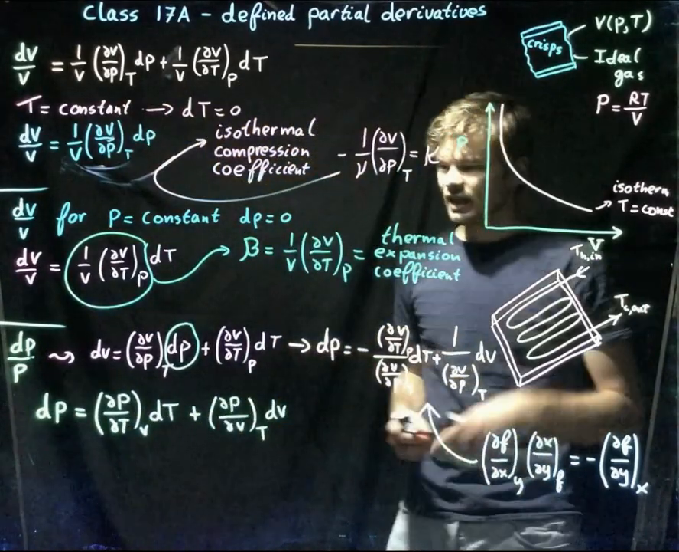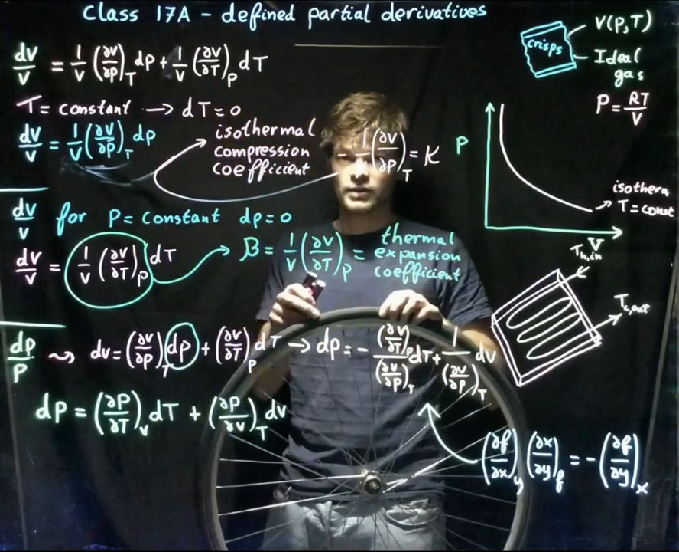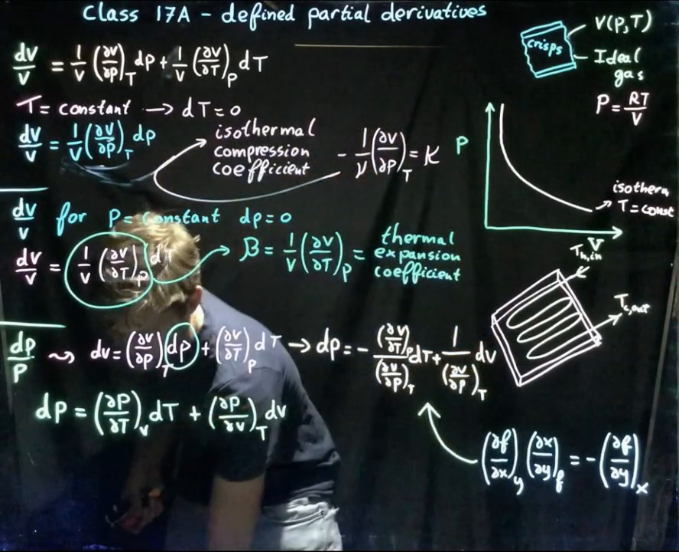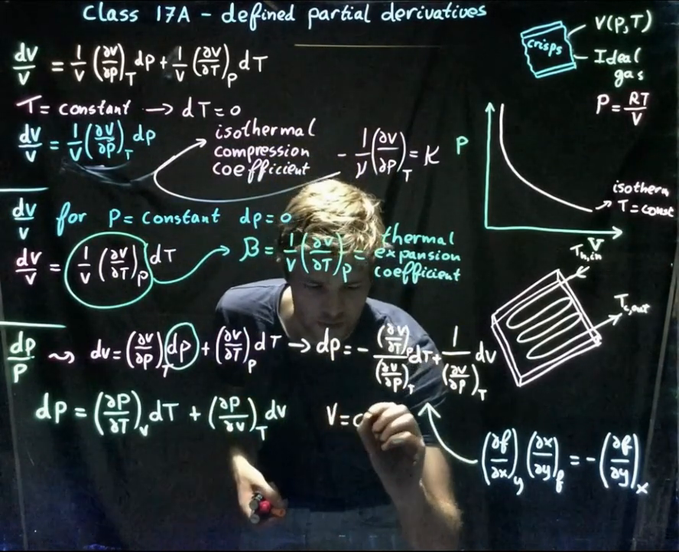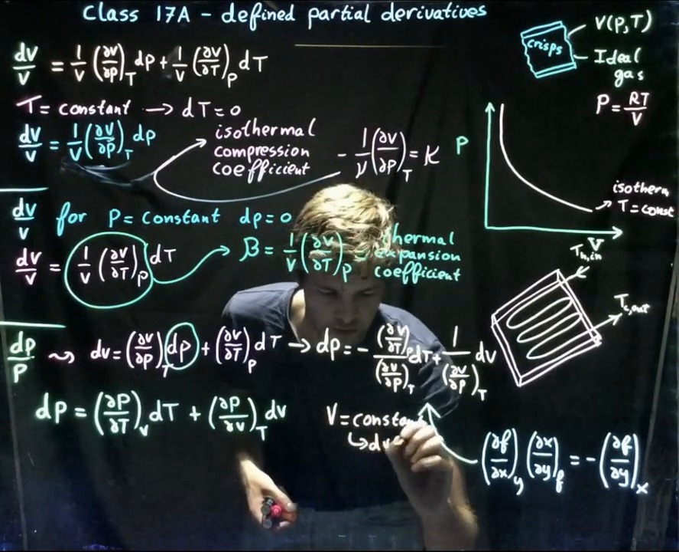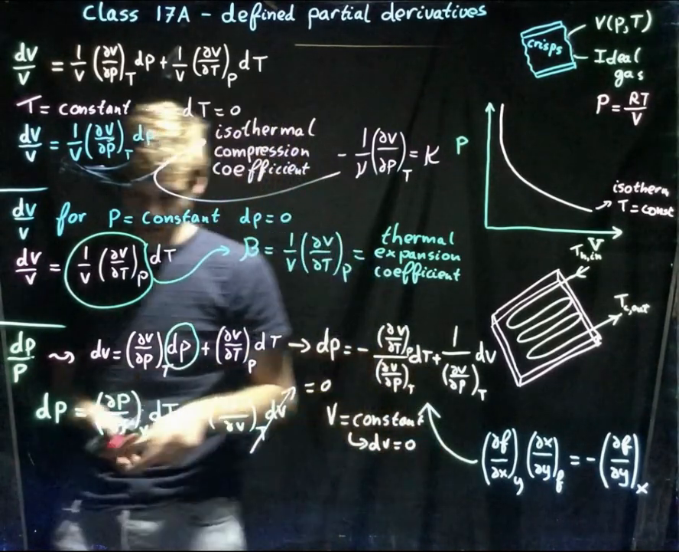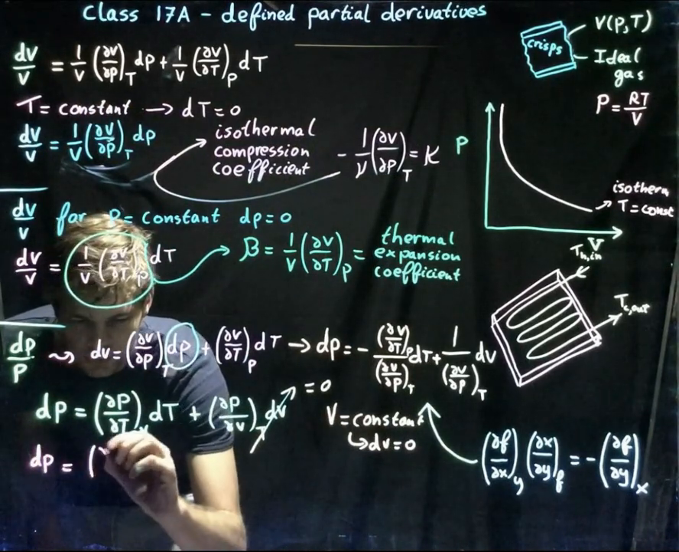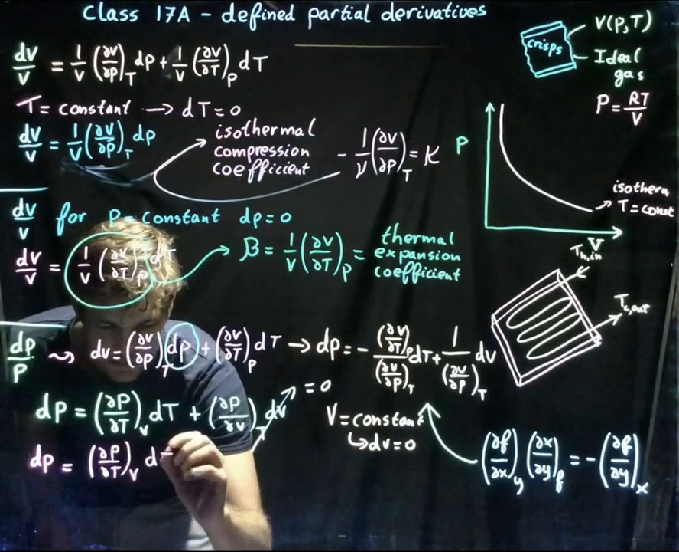Okay, like I already said, at a certain pressure, the volume, the shape of the tire won't change anymore, or will remain more or less constant. So I can say, well, the volume is constant, so dV is 0, so this one drops out. That will lead me to this equation: dP is equal to (∂P/∂T) for a constant volume dT.